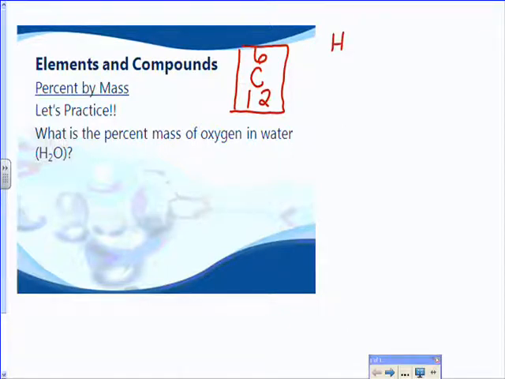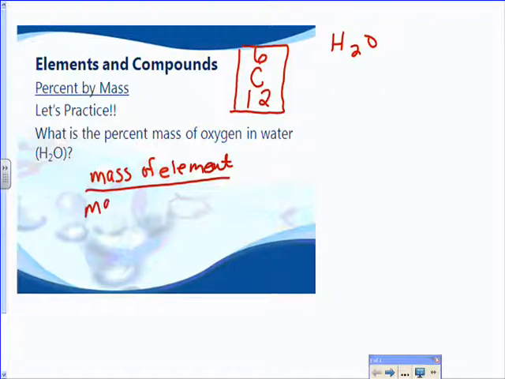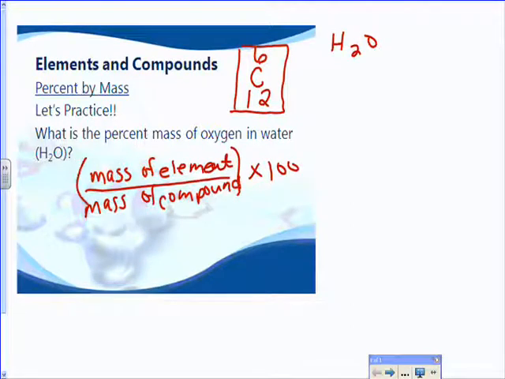So if we have H2O, if you'll remember, the formula for percent mass is the mass of the element that we are looking for, and in this particular instance it's oxygen, divided by the mass of the compound. And then after we do that, we're going to multiply it by 100. But you have to do the division first. So we've got to find the mass of the compound. To do that, we look at hydrogen on the periodic table. We look at its mass. We see that it has a mass of 1.